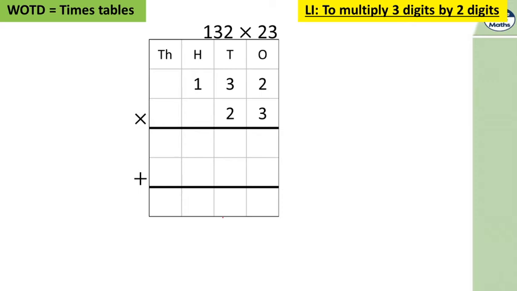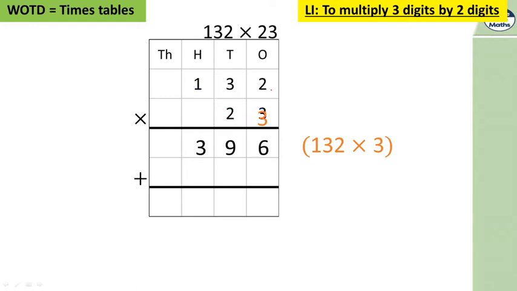So 132 times 23. The first step we're doing is timesing our ones. So we're doing 132 times 3. We're going to do 3 times 2 first. 2 times 3 is 6. Next, we have to do 3 times 30, or 3 times 3 tens. 3 lots of 3 tens is 9 tens, and 9 tens is 90. Then we have 3 times 100, or 100 times 3, which is 300. So we've done our ones. Tell yourself what you need to do next.